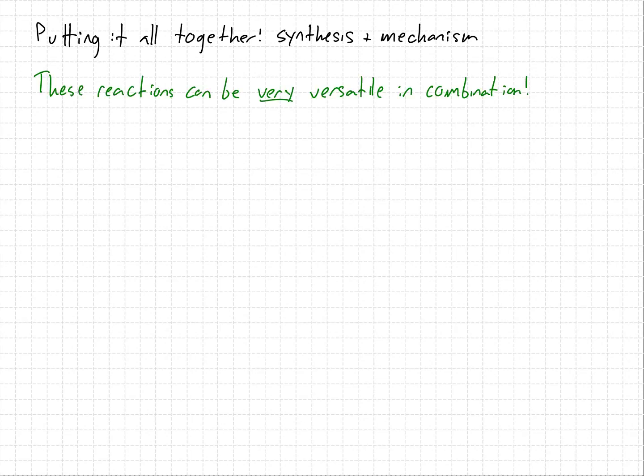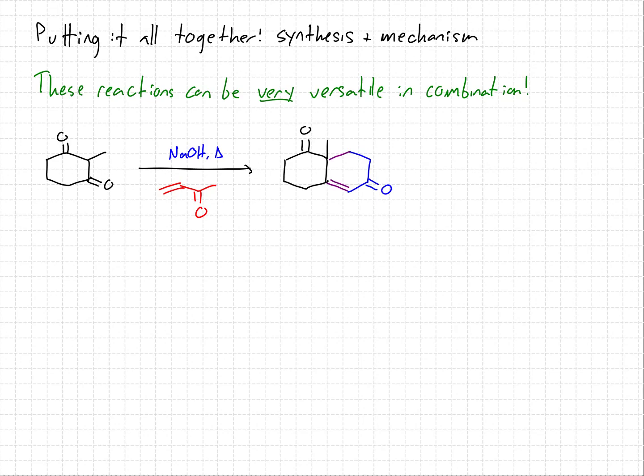One example of how these reactions can be extremely versatile when used in combination is this reaction here. In this reaction, I'm going to take a cyclic beta diketone and treat it with sodium hydroxide and an alpha beta unsaturated ketone in the presence of heat. This reaction will give me a new highly functionalized six-membered ring in a single synthetic step. This is known as the Robinson annulation.